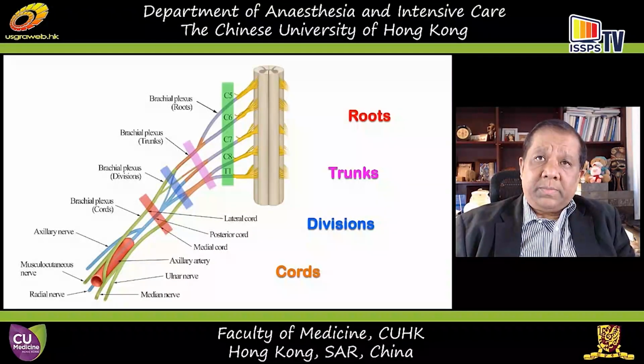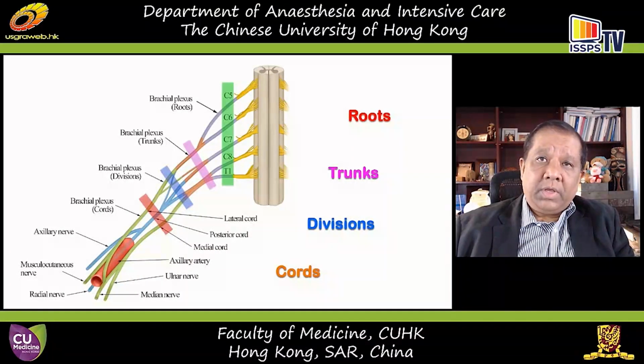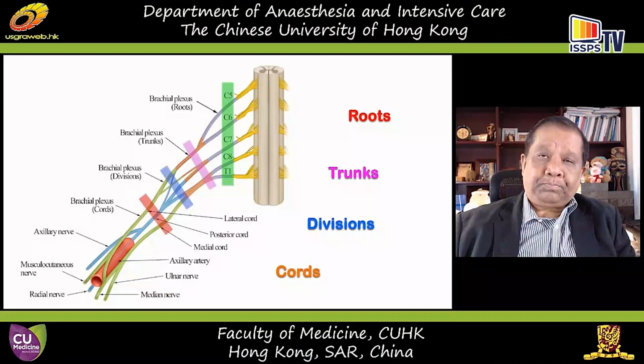The brachial plexus is made up of the roots, trunks, divisions, and the cords. There are 5 roots that make up the brachial plexus, which are from C5, 6, 7, 8, and T1. These are the ventral rami of the cervical nerve roots. So when we say roots, these are the ventral rami, and they are not the cervical nerve roots themselves.